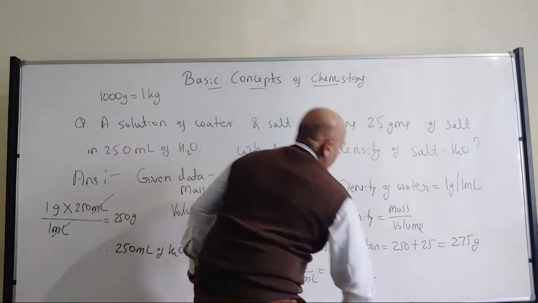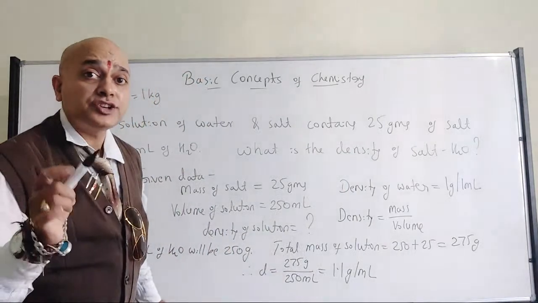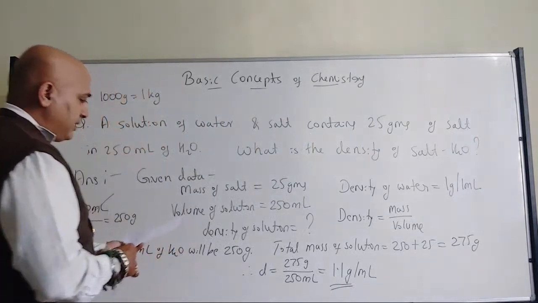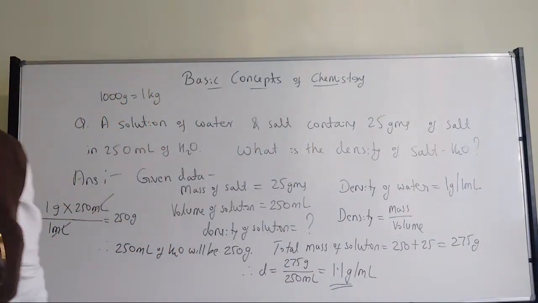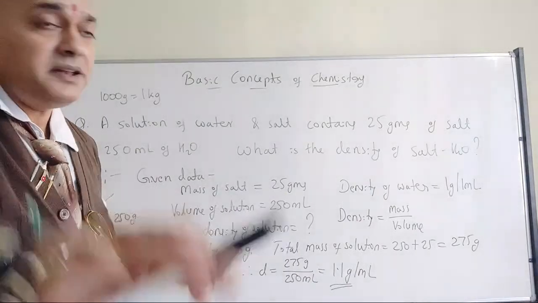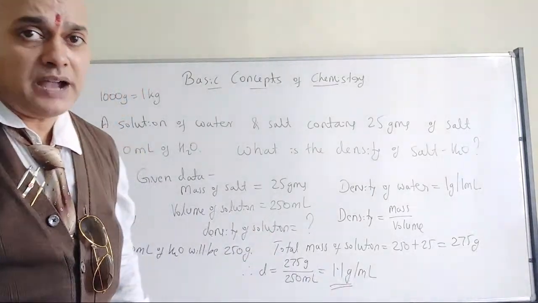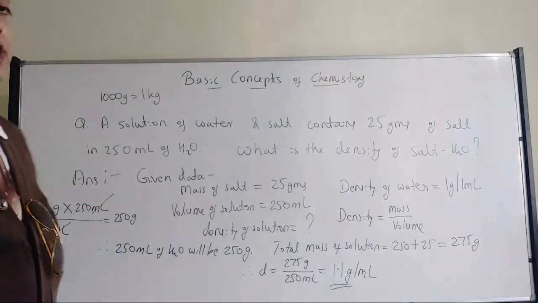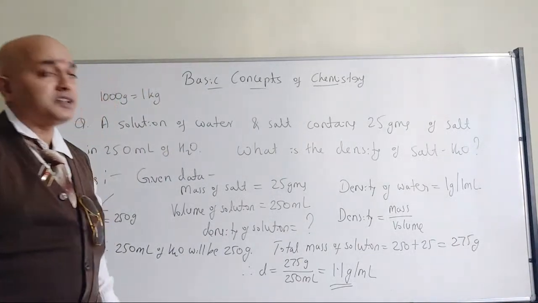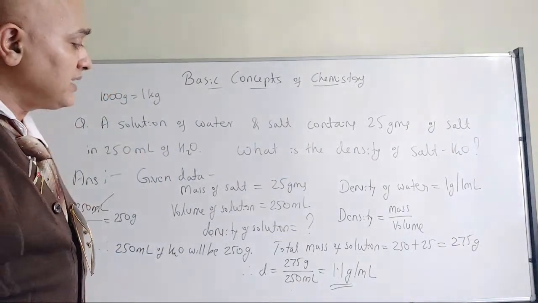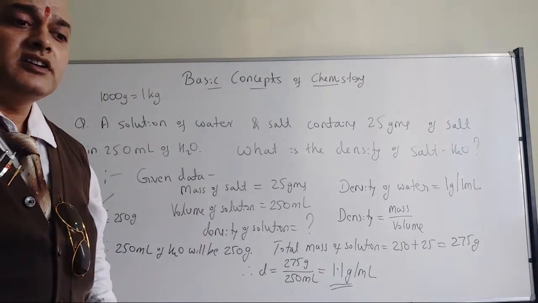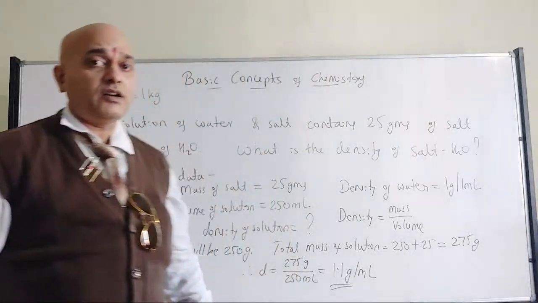1.1 gram per ml. You have to mention the unit. Without the unit, you are going to lose the marks. If you simply write it as 1.1, here it's fine. I am talking about your answer script. If you mention it as just 1.1, then you are going to lose the marks. So it is 1.1 gram per ml. All of you have understood? So this is how this problem has to be solved.